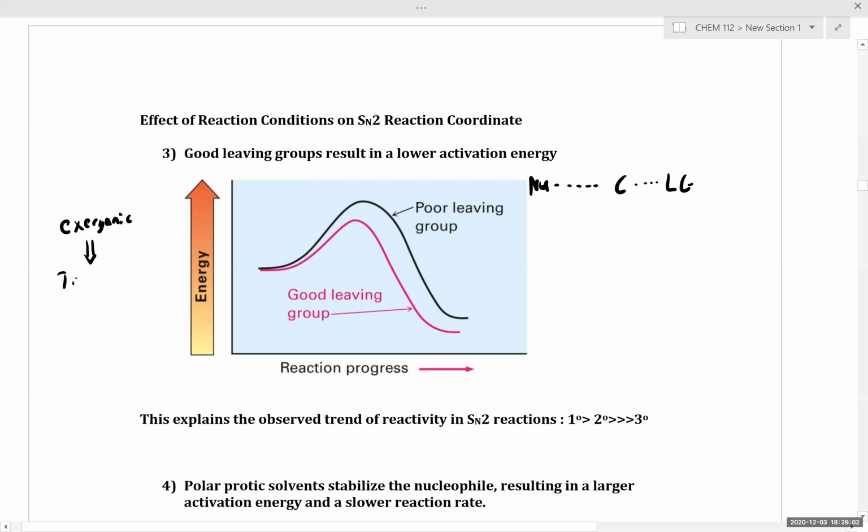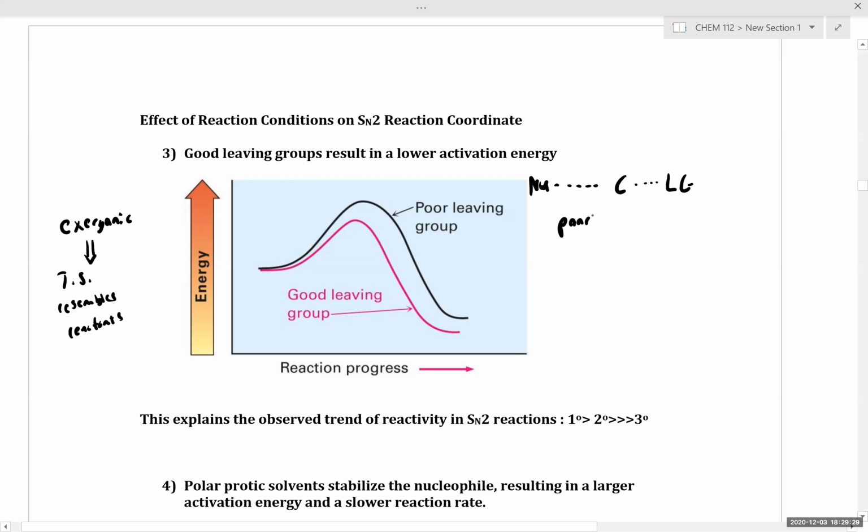So for an exergonic reaction, our transition state typically resembles our reactants, species closer in energy to the transition state. Okay, so if we have a good leaving group, it's easier for us to break this carbon-leaving group bond. It's easier for us to dissociate the leaving group. And as a result, we have a lower activation energy.